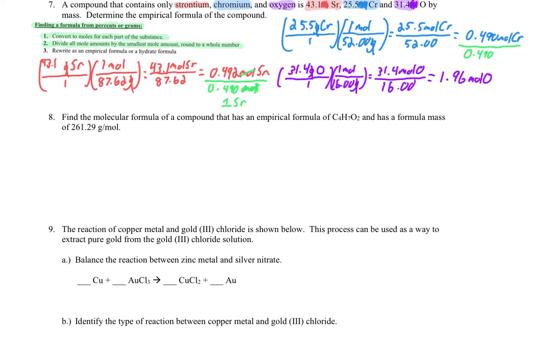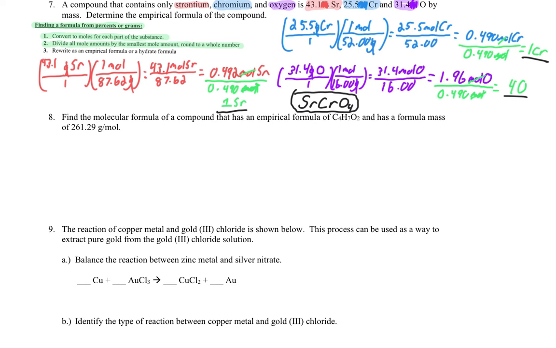0.490 moles of chromium over 0.490 moles, I get 1 Cr, 1 chromium. 1.96 moles of oxygen divided by 0.490 moles, rounded to a whole number, gives me 4 oxygens. These 1, 1, and 4, these are my subscripts. So I get an Sr with a 1, a Cr with a 1, and an O with a 4. That is the empirical formula.